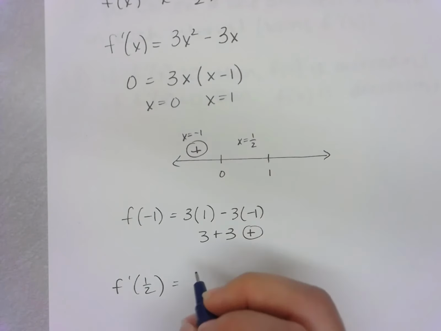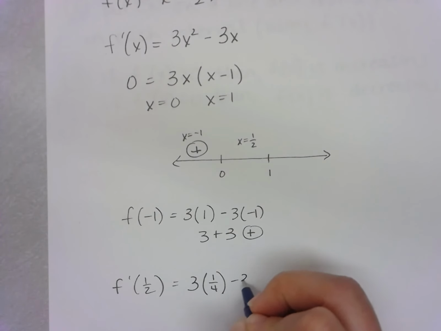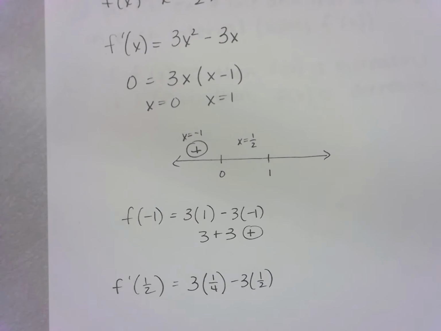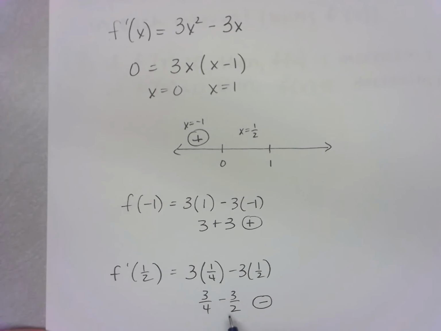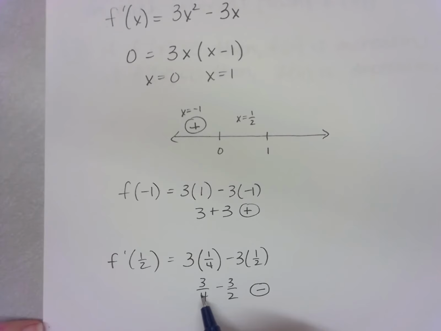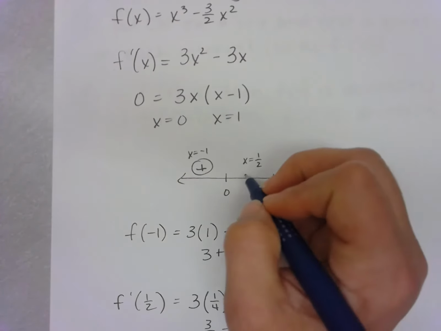factored it correctly. So I have 3 times a half squared, which is a fourth, minus 3 times a half. So this is 3/4 minus 3 halves, and regardless of what my answer is, it's negative, because this one is larger than 1 and this one is smaller, right? The decimal approximation on this one is 0.75, and then this is minus 1.5, so it's definitely negative.